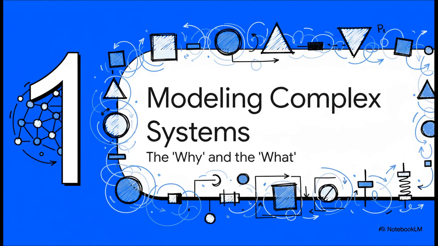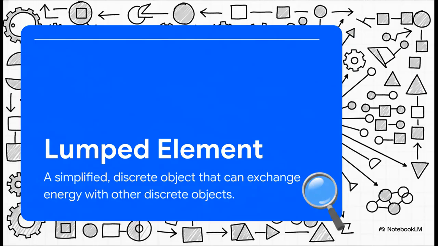All right, first up, modeling complex systems. Let's get to the core idea that really makes everything else possible. The hero of our story today is this concept, the lumped element. Instead of getting bogged down in every single tiny detail of a real-world object, we just simplify it. We treat it as a single, discrete thing that basically does one job. It exchanges energy with other things. It's an incredible simplification that lets us see the bigger picture.